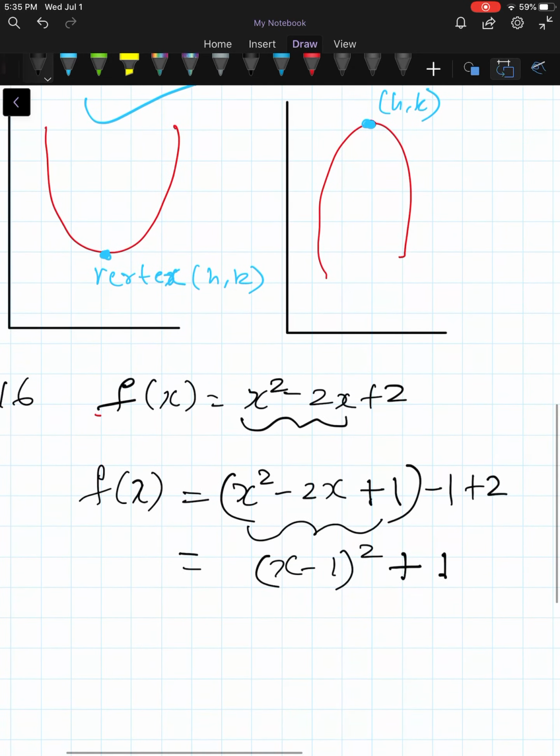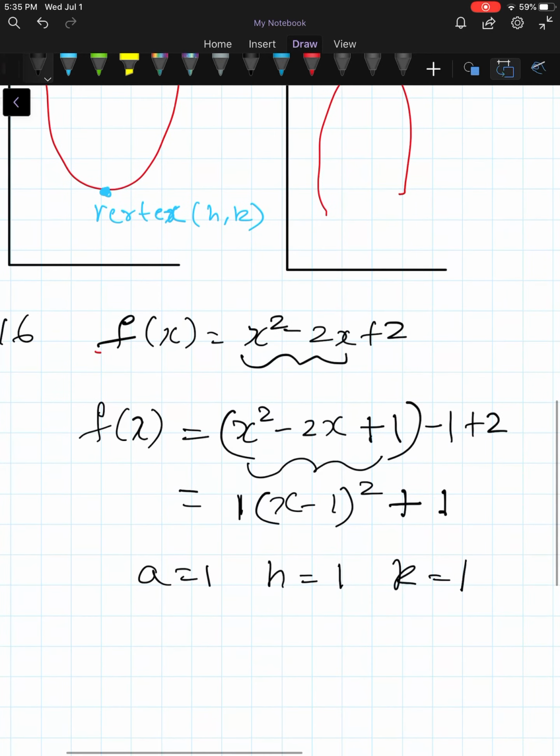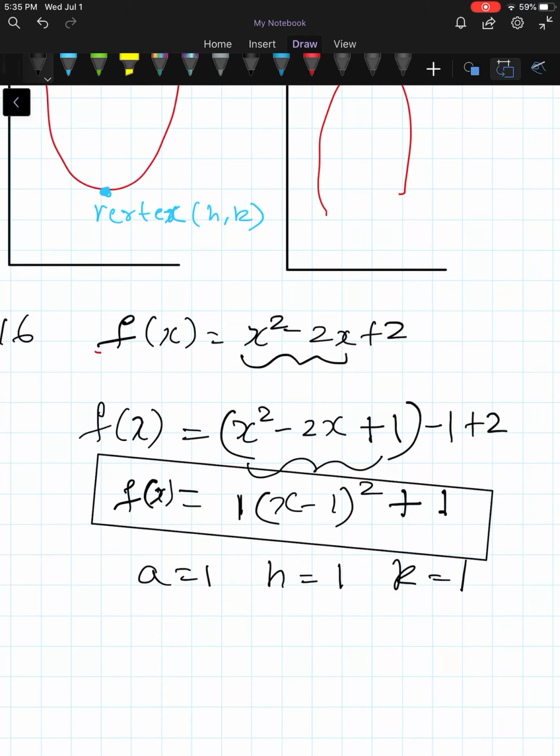So now this is exactly of the form where a is 1, because you have 1 here, and h is 1, and k is also 1. So therefore, what are all the things that you need to answer in the question? A quadratic function, express it in the standard form. So we already did that. This is the standard form of the quadratic equation. Then what else do we have to do? Sketch a graph of f.